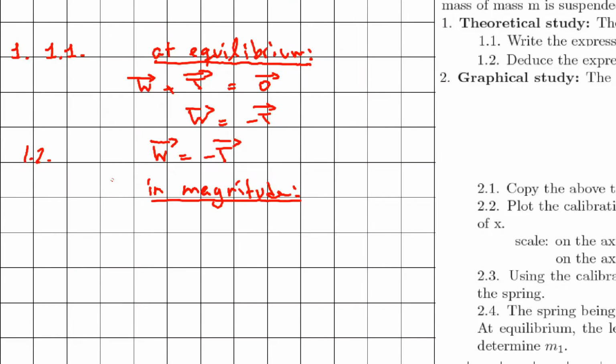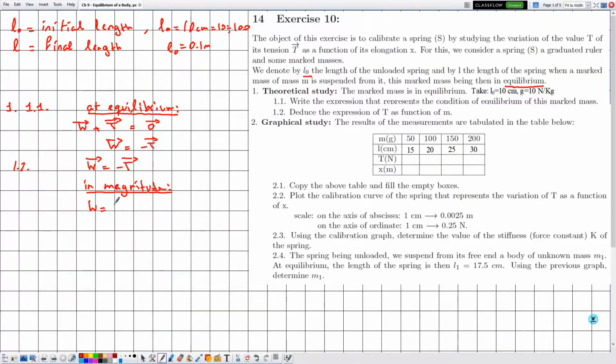so in this case we drop the vectors and we remove the minus sign, so the weight is equal to the tension. But we know that the weight can be expressed as a function of M, and it's given by M multiplied by g. Then in this case the tension is equal to M multiplied by g. So the new additional equation that we have is that the tension is equal to M multiplied by g.